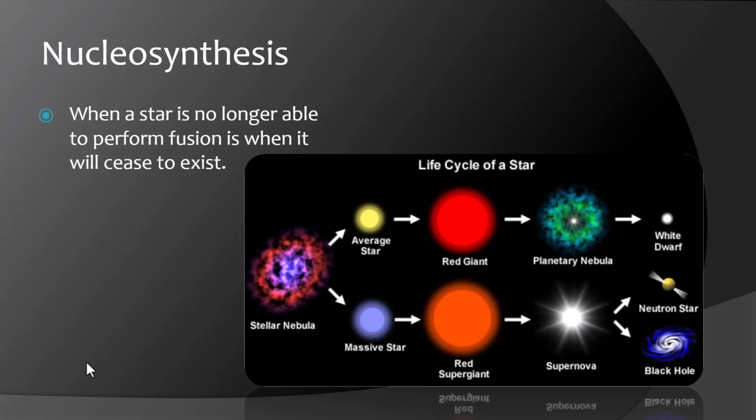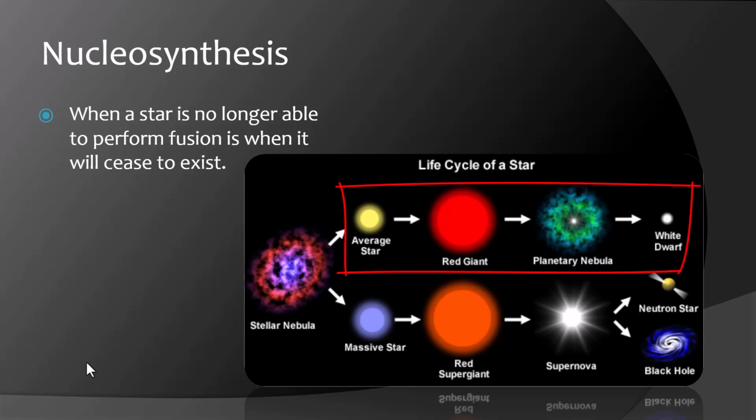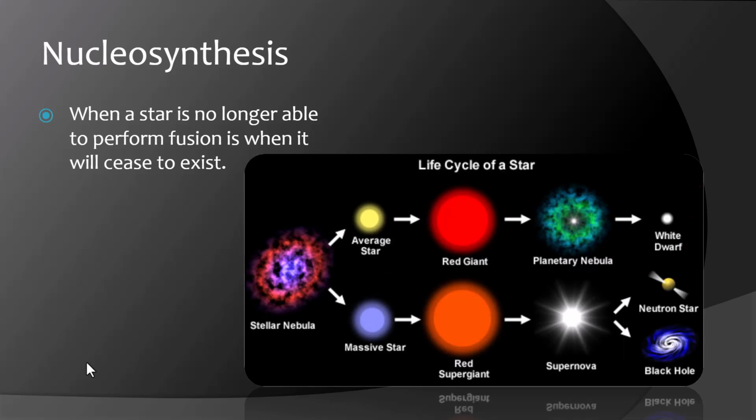If that average star starts losing its ability to do fusion, what ends up happening is it becomes a red giant and eventually will form into a planetary nebula, and its end result will be a white dwarf. Massive stars, on the other hand, will form into a red supergiant. They will eventually supernova and will either form into a neutron star or a black hole.